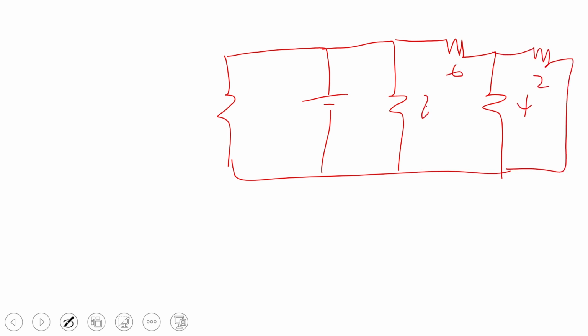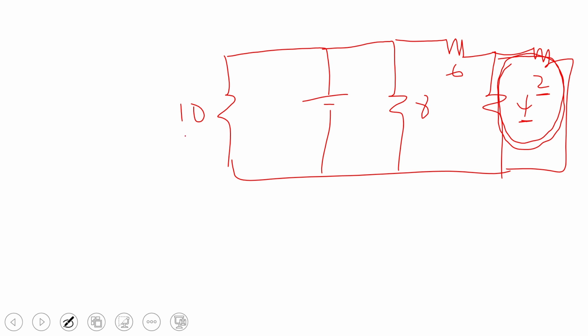2, 4, 6, 8, 10. Let's try to see whether we can identify some things in series or in parallel. Let's look at this 2 and this 4. We can see that they are in parallel. How? By going around them, you realize that I don't meet any other elements. So I can say 2 and 4 are in parallel.